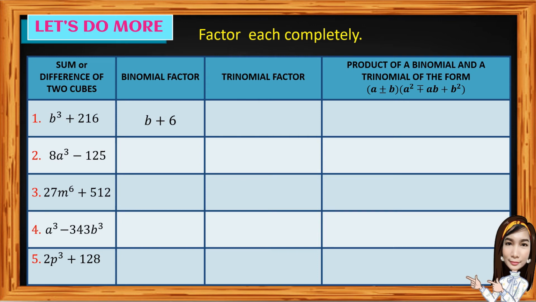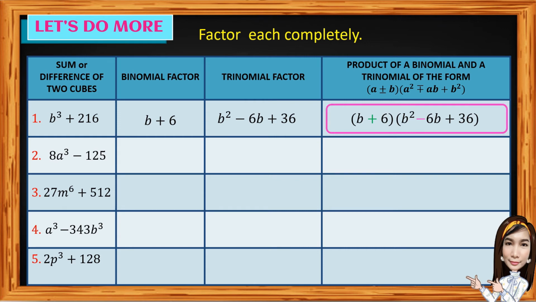For the trinomial factor, the opposite of plus is minus. We square the first term, b, and we have b squared. Multiply the first and the last, b times 6, we have 6b. Then square the last term, 6 squared is equal to 36. So the factored form is the quantity of b plus 6 times the quantity of b squared minus 6b plus 36.